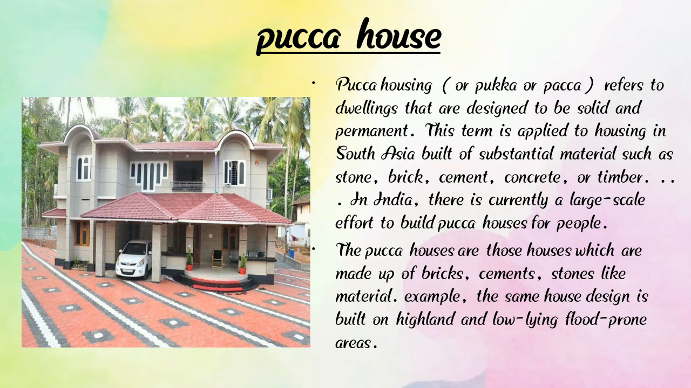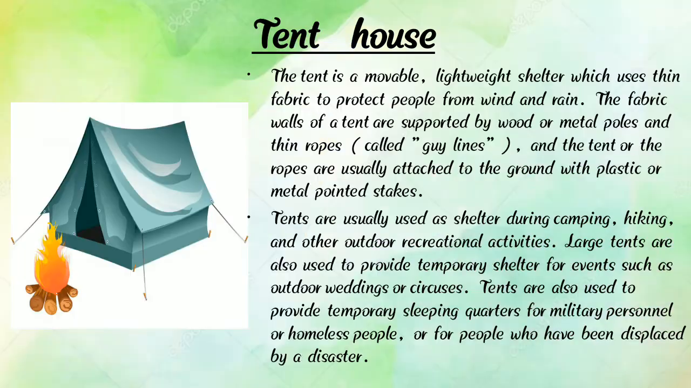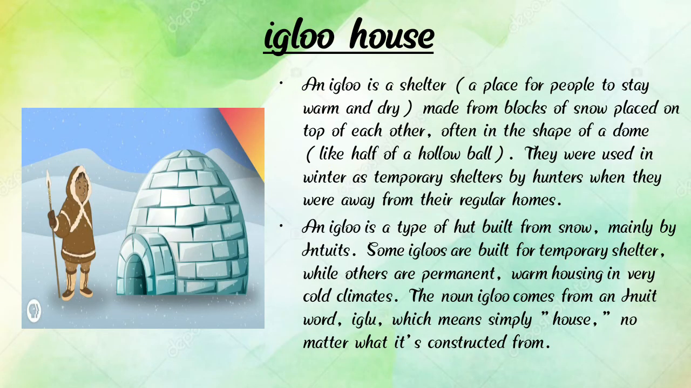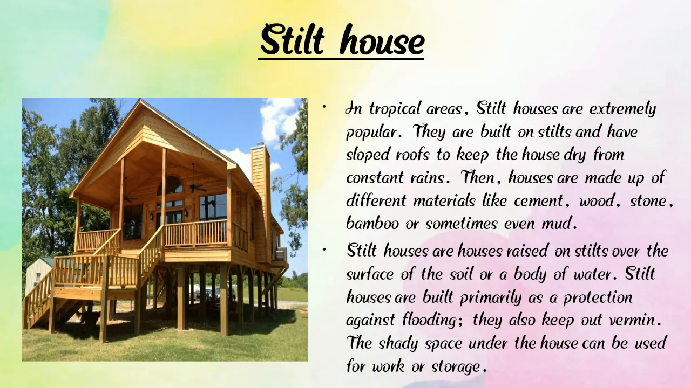For example, the same house is designed and built on a highland and in a low-lying flood-prone area. We can find pakka houses in cities, and these are very strong houses. So we learned about the pakka house, tent house, hut house, igloo house, and stilt house.